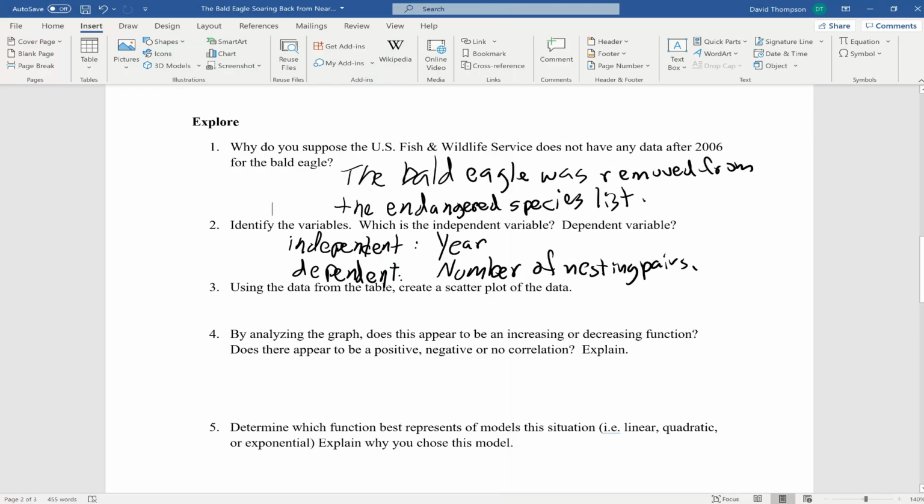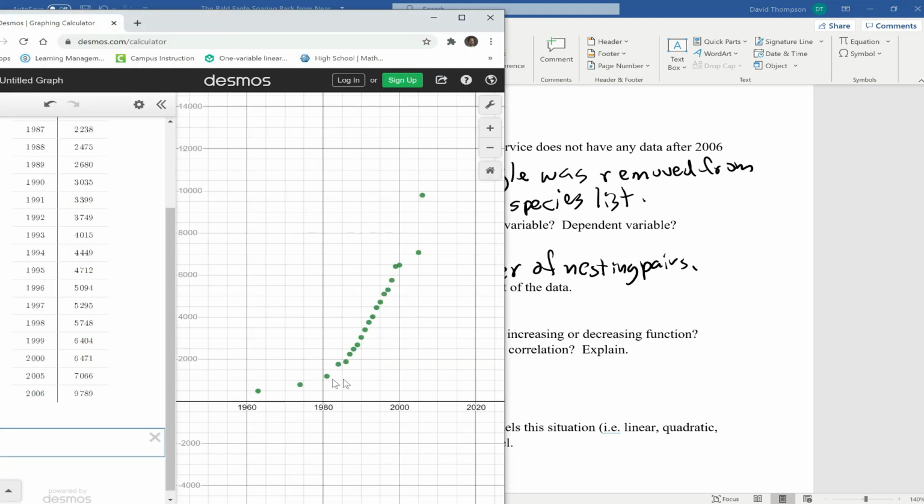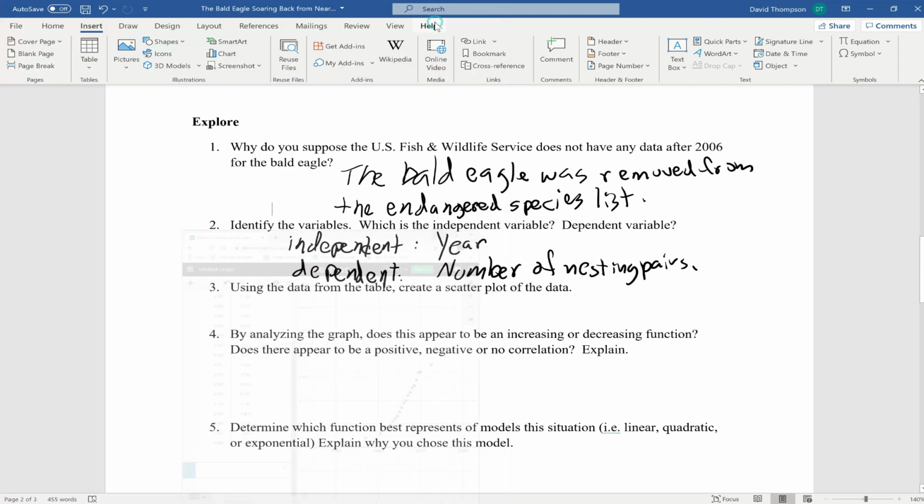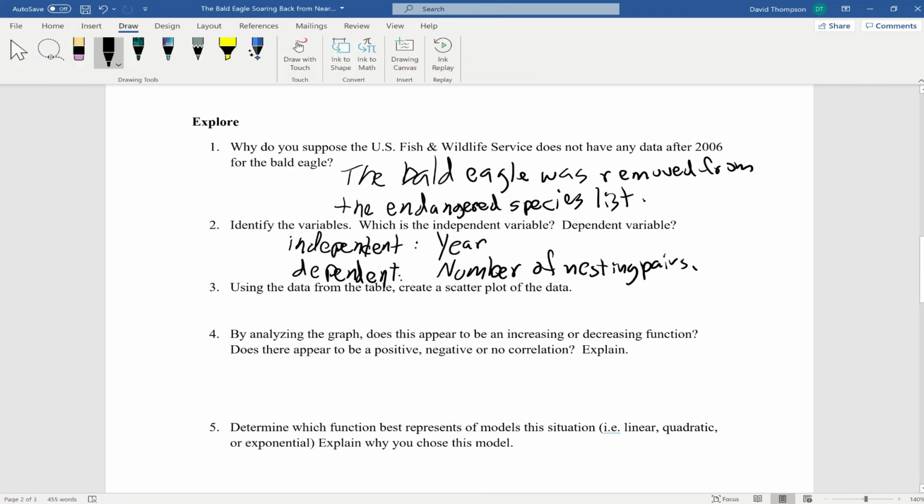Next question reads, by analyzing the graph, does this appear to be an increasing or decreasing function? And does there appear to be a positive, negative, or no correlation? So if we look at our graph in Desmos, it does appear to be increasing, and it does appear to be a positive correlation because the function is increasing. So let's write in our answer. This appears to be an increasing function with a positive correlation.